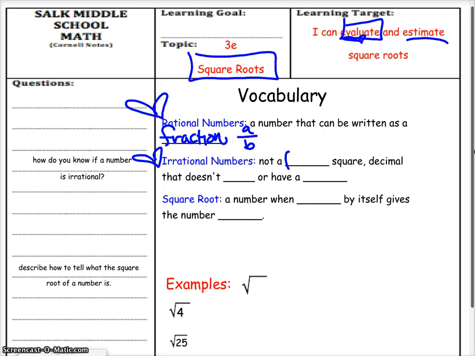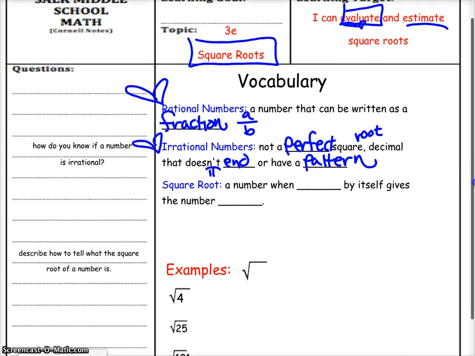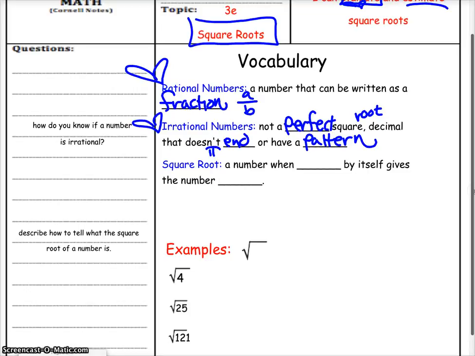One irrational number is anything that is not a perfect square root. Not square. Anything that's not a perfect square root. A decimal that doesn't end, so that means like pi doesn't ever end, or have a pattern. Okay, we're going to get into rational and irrational in a couple lessons, so I just want to briefly define it for you, and then we'll engage more with it later.